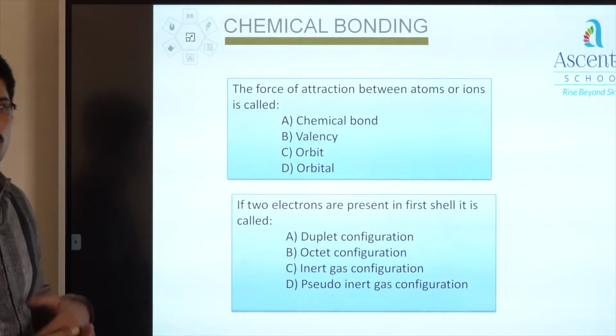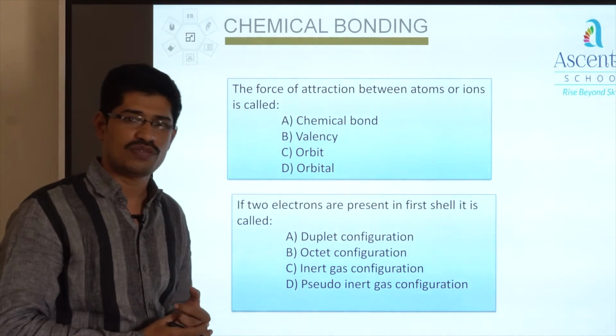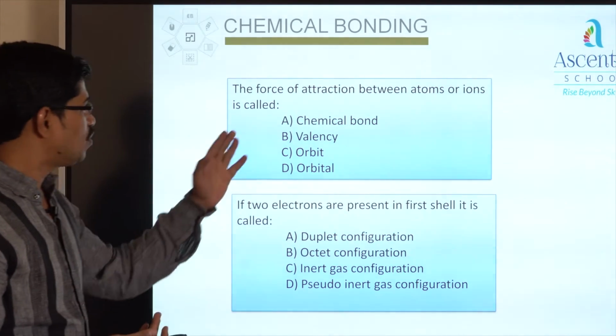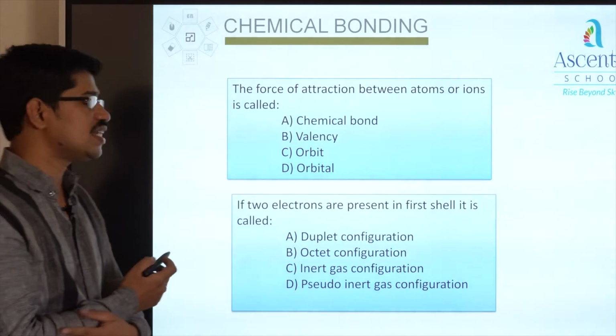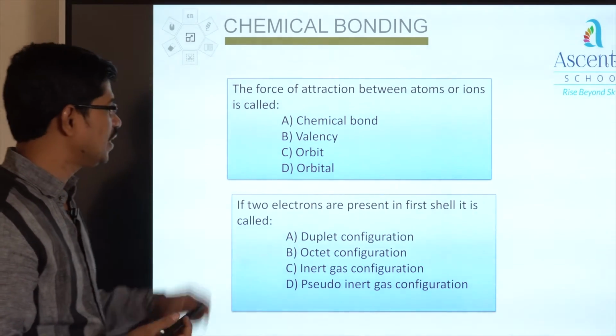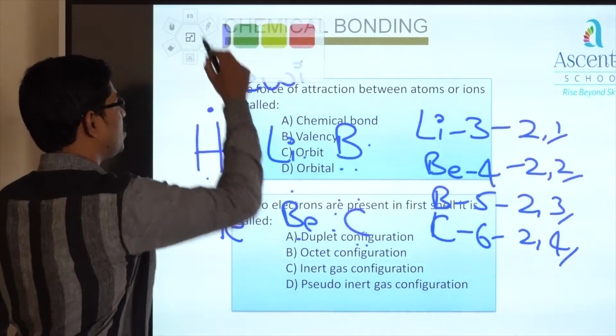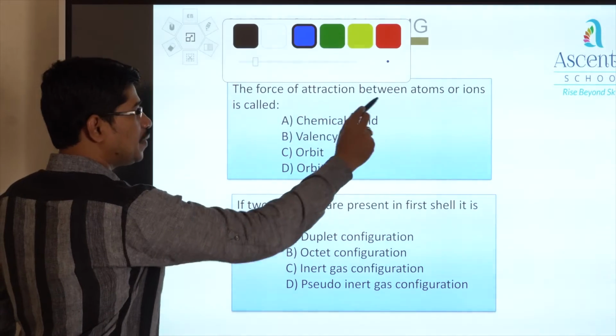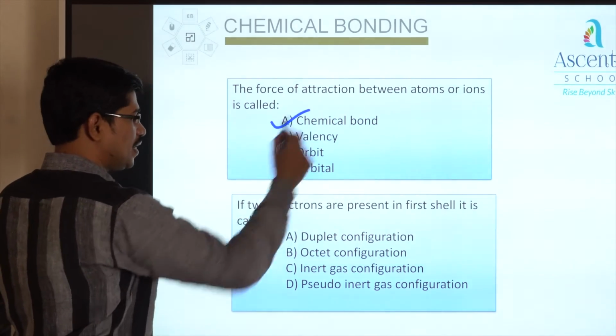How far have you understood about valency, outermost electronic configuration, or chemical bond? The force of attraction between the atoms or ions is called what? It is nothing but a chemical bond. The force of attraction between atoms or ions is called a chemical bond.